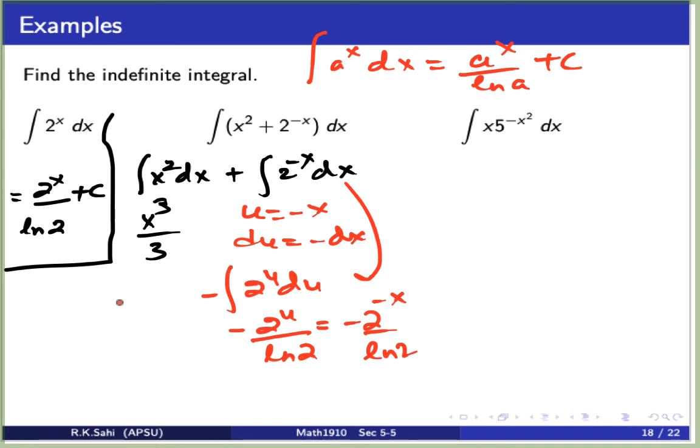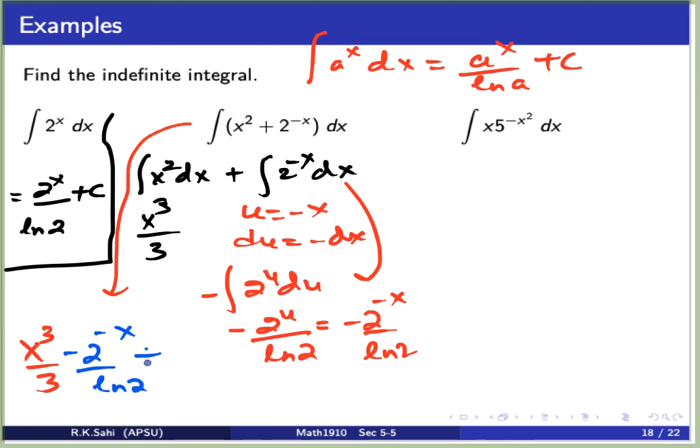So what's my final answer? My final answer for this problem is x cubed over 3, and this expression, negative 2 to the power negative x over natural log of 2, and remember the final answer comes with the c.